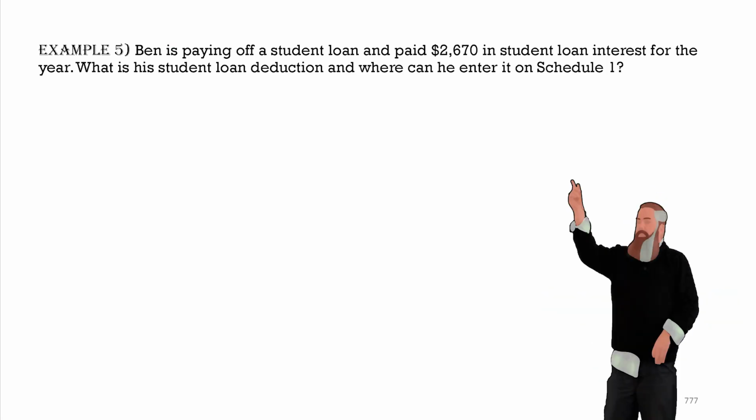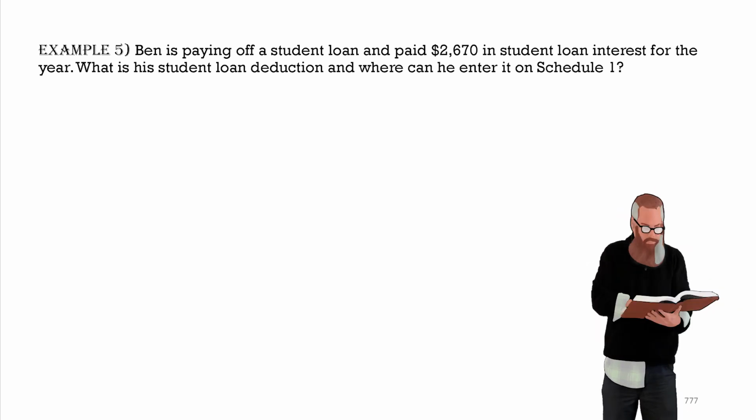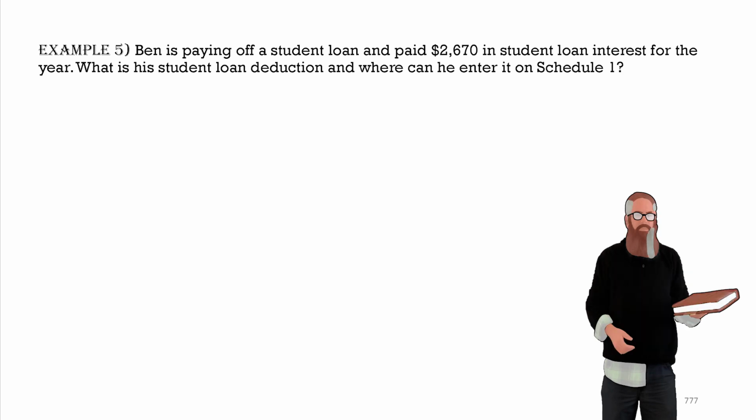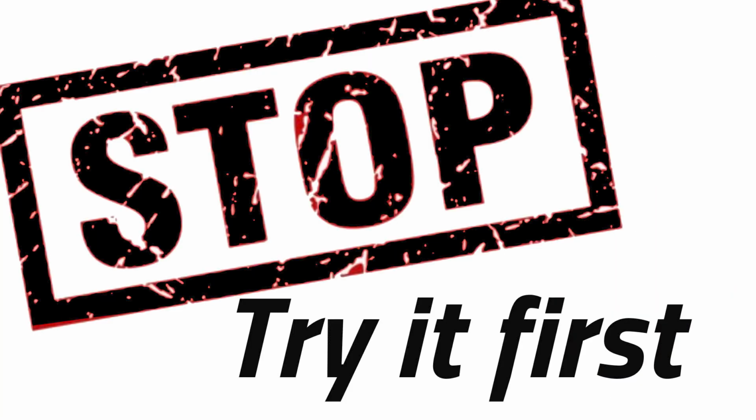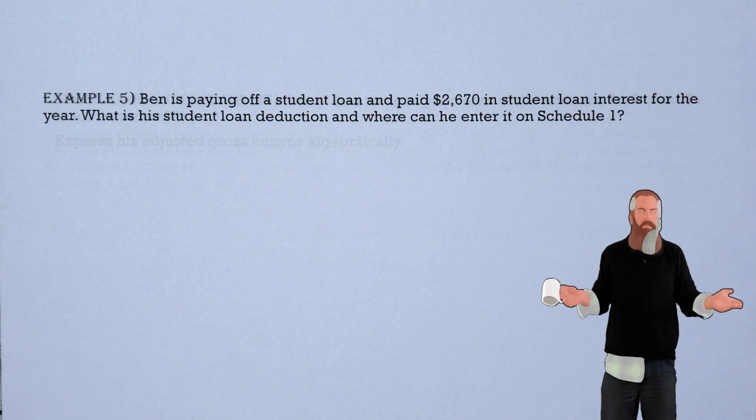Ben is paying off a student loan and paid $2,670 in student loan interest for the year. What is his student loan deduction, and where can he enter it in Schedule 1? The maximum that can be deducted for student loan interest in 1 year is $2,500. And if you earn more than a certain amount, you can't deduct student loan interest at all.